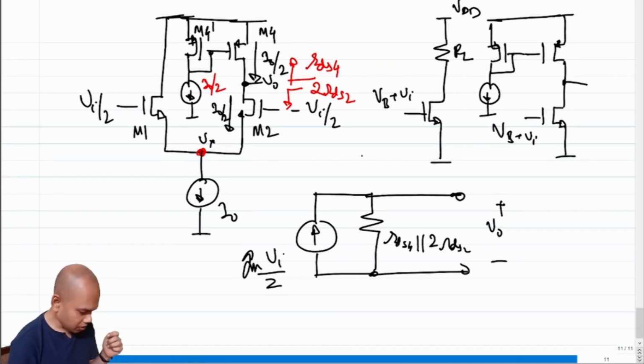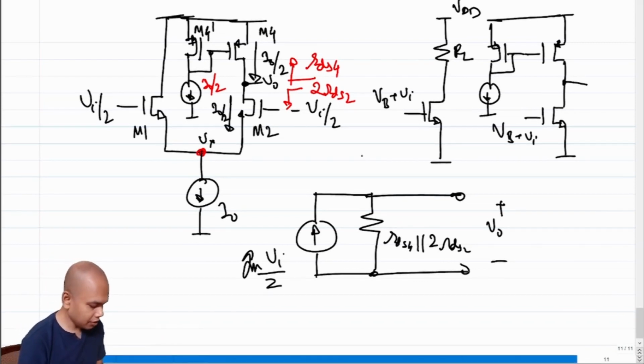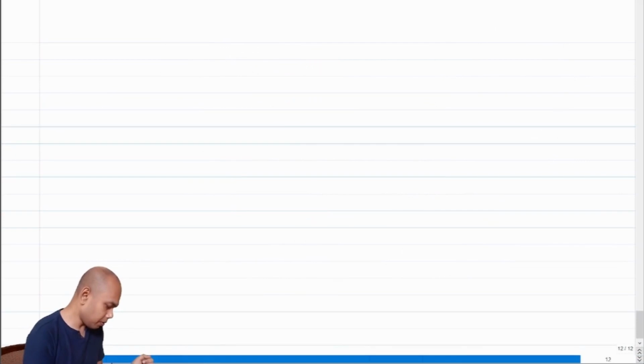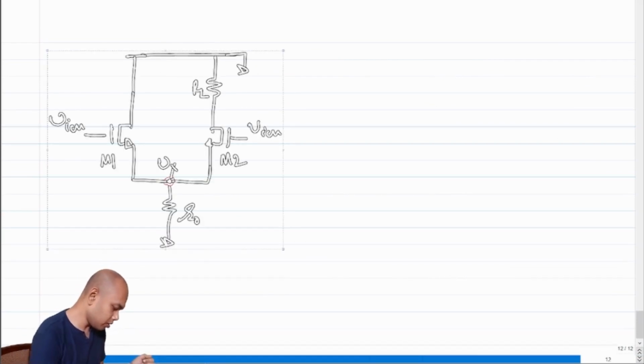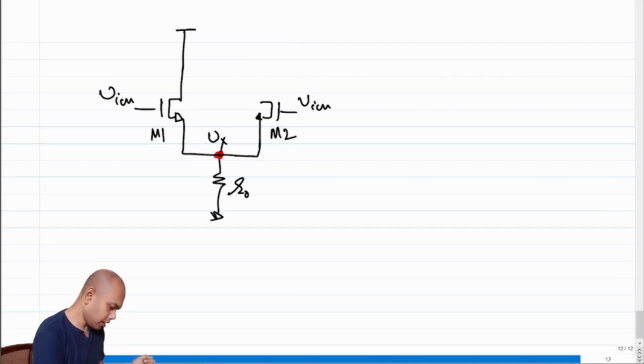Okay. So this is as far as replacing our resistance with an active load is concerned. Nothing really changes, right? But it's probably instructive to look at it from a slightly different point of view. So let's do that also.